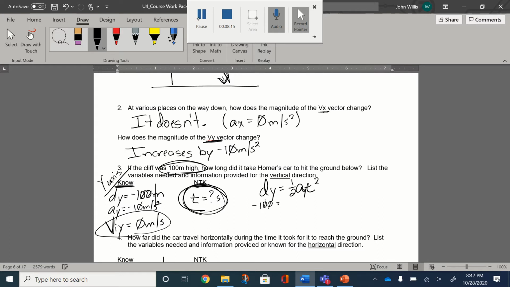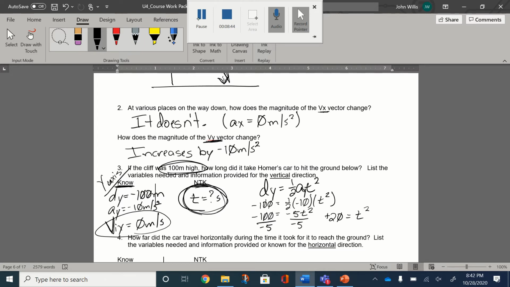We've got 100 is equal to 1/2 of -10 multiplied by time squared. I'm going to leave the -100 alone for now. 1/2 of -10 is -5. That is multiplied by t squared. Divide both sides by -5 because it's -5 multiplied by t squared. This is going to give you a positive 20, which you need to be positive because you cannot take the square root of a negative number. We're left with t squared.